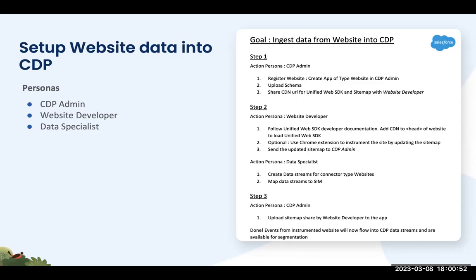The same concept, nothing else. So step two, the persona would be the website developer. What the website developer does is follow the website SDK documentation, add the CDN tag to the website, and then load the unified web SDK. After that, he can optionally leverage the Chrome extension, launch the visual editor, do the sitemap work as well, and do immediate testing.